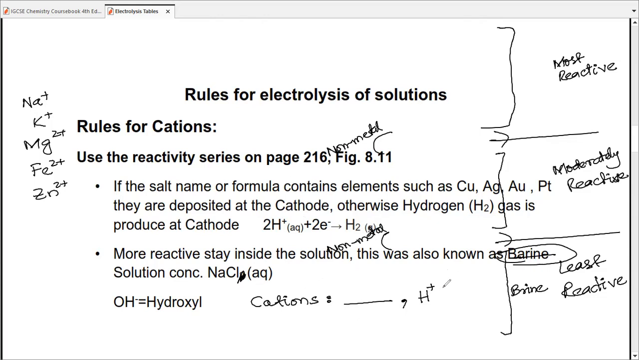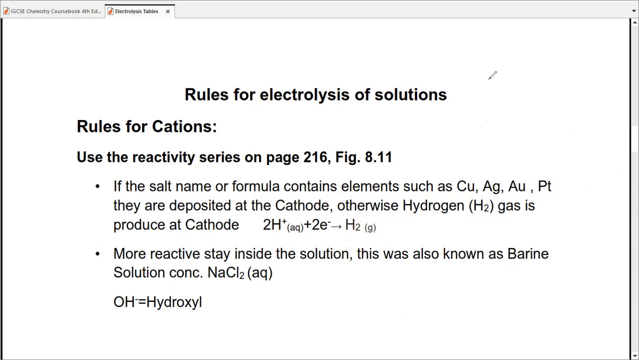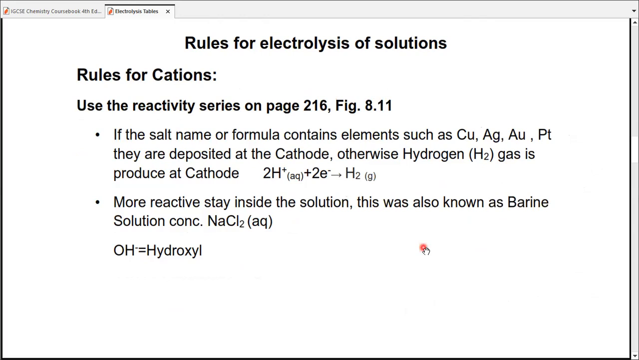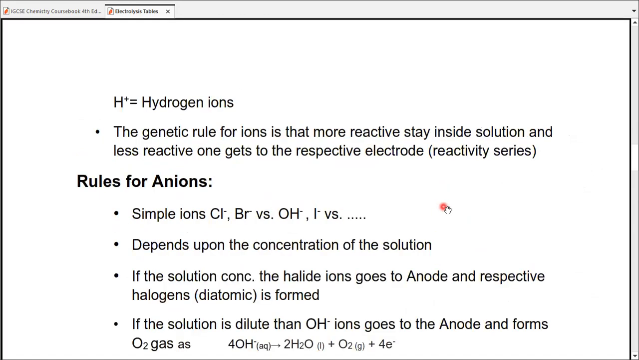It's actually a single rule. If the formula contains elements such as copper, silver, gold, or platinum, they would get discharged as metals. Otherwise, every single time, whatever metal our chemical or salt is made up of, hydrogen would be produced at the cathode in the form of hydrogen gas. So I think it's pretty easy to remember. That's all we need from the reactivity series. So we're going to move forward. Are we clear with the cation rule?